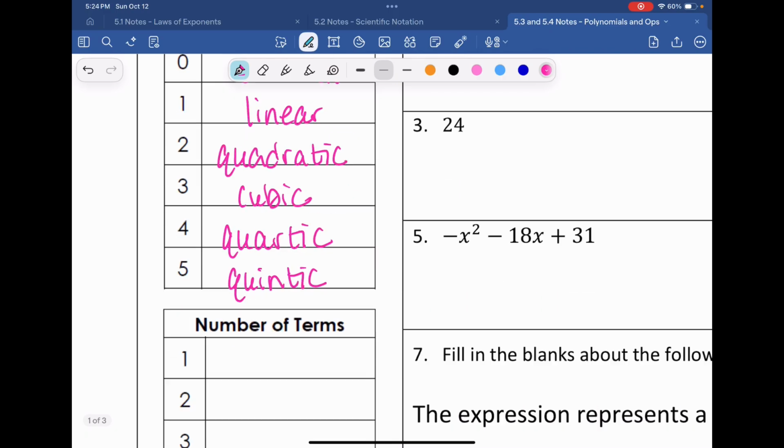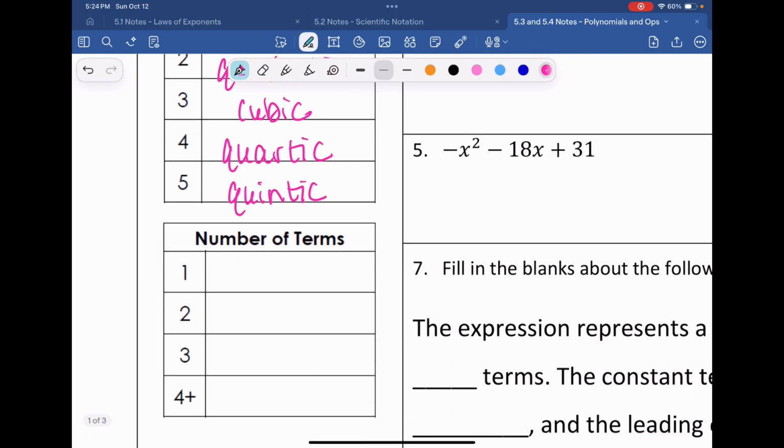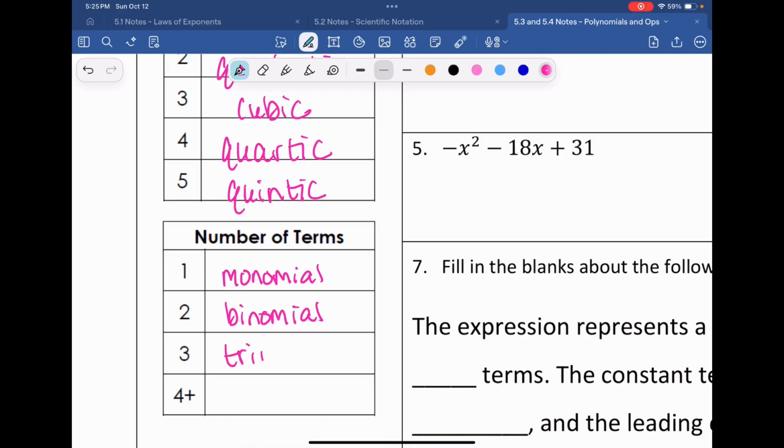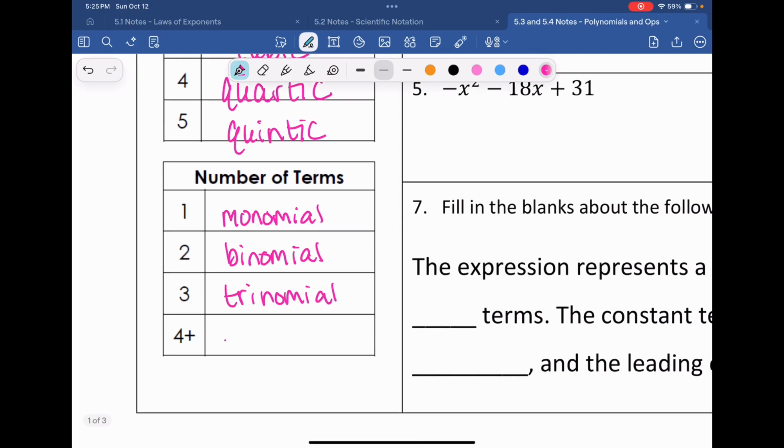Then by number of terms, one term, no addition or subtraction signs, just one term. The monomial. 2 terms, so there's one addition or subtraction sign. This is a binomial. 3 terms, so there's 2 addition or subtraction signs. This is trinomial. And anything more than that would be considered just overarching a polynomial, so it means many terms.